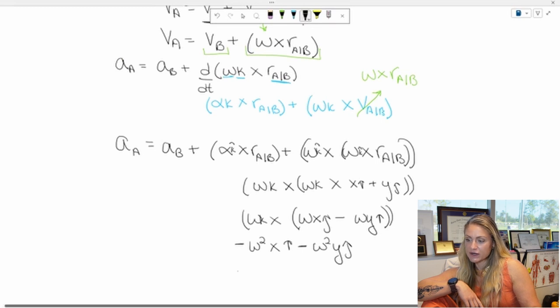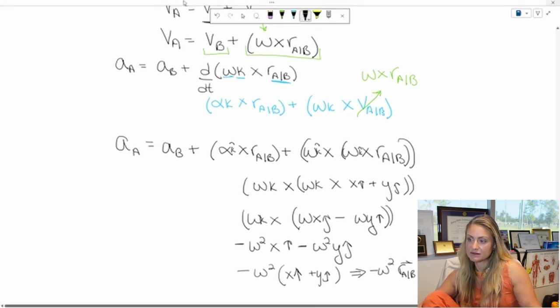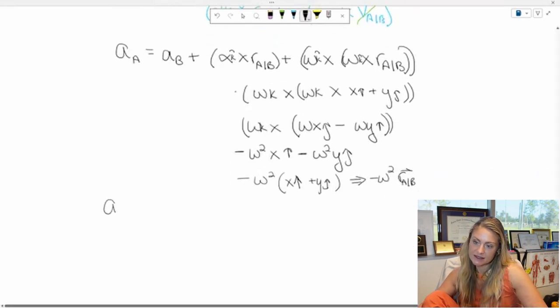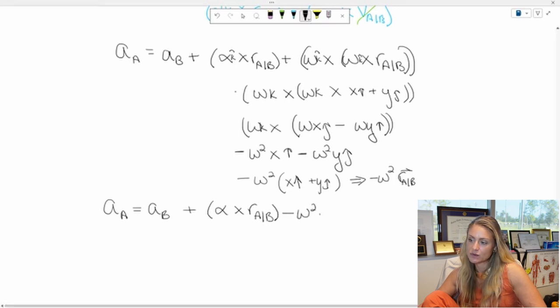You can factor out the omega squared, so you have negative omega squared times x i plus y j, and we said that that was r with respect to B, so this is actually negative omega squared RA with respect to B, and that gives us our final acceleration equation. So we can say that the inertial acceleration of some point A is equal to the absolute acceleration of B plus alpha cross RA with respect to B minus omega squared RA with respect to B for planar motion.